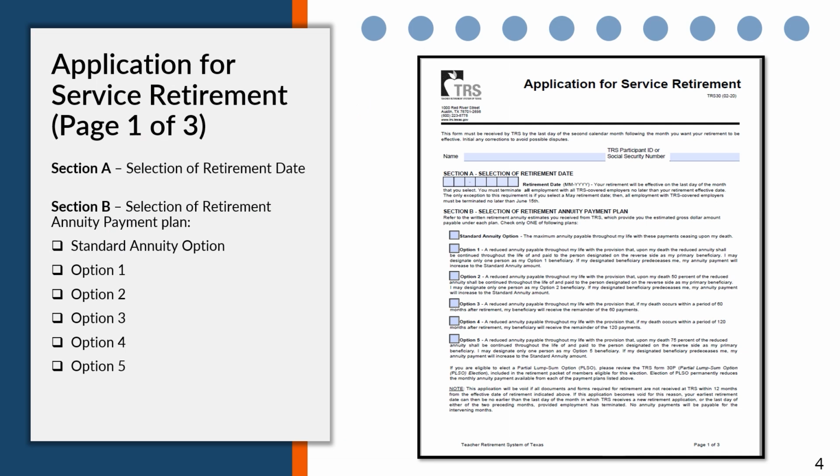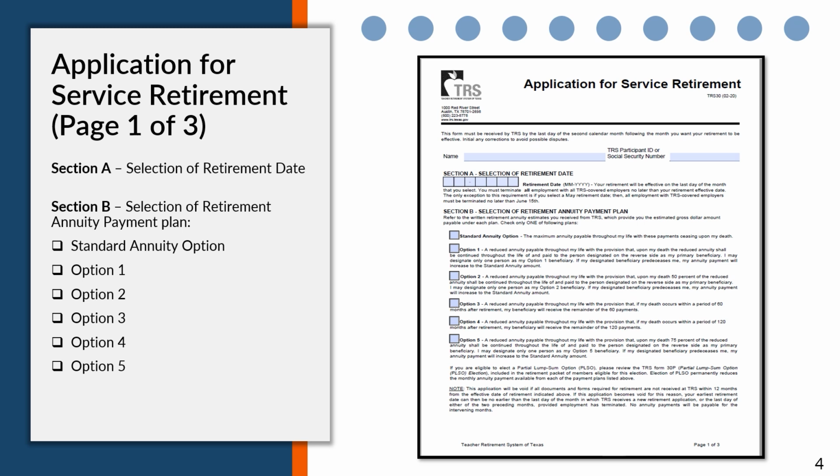The TRS 30 application for service retirement serves as your intent to retire with TRS. State law requires a written application to establish your retirement date. This form is the document used for this purpose. Fill in your name and TRS participant ID number or Social Security number at the top of your form. For members who received an estimate packet from TRS, these fields will be pre-filled.